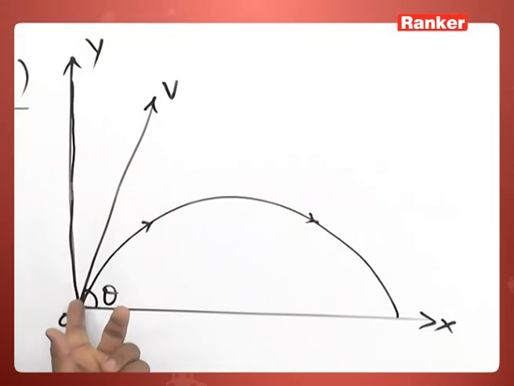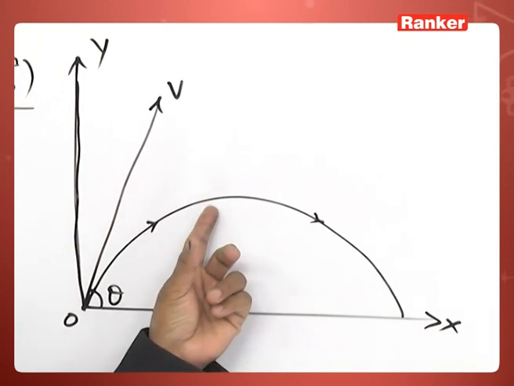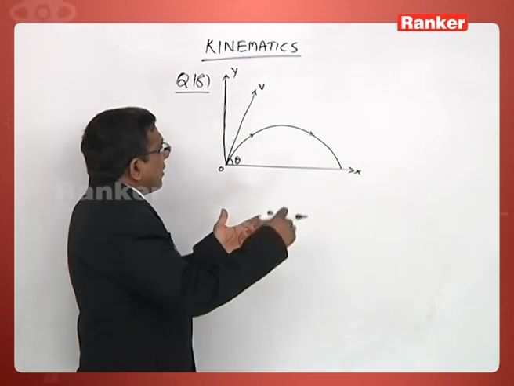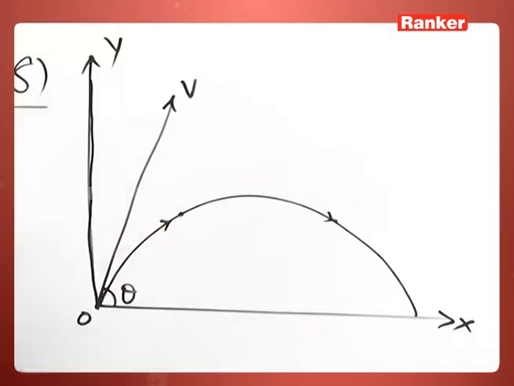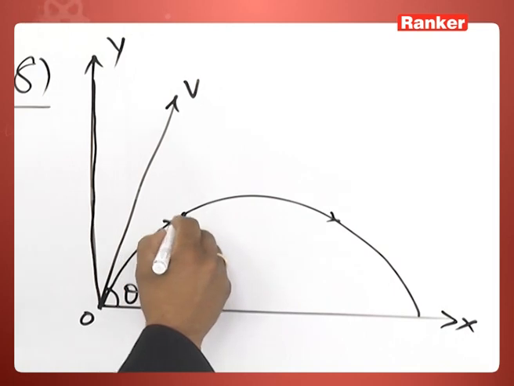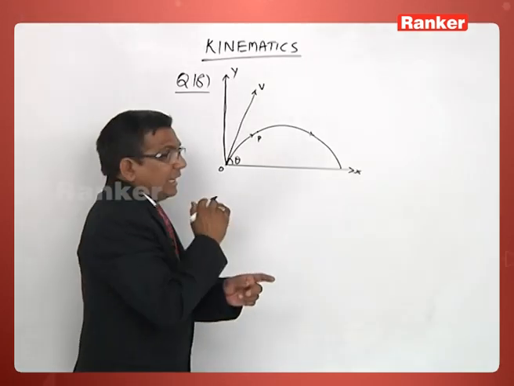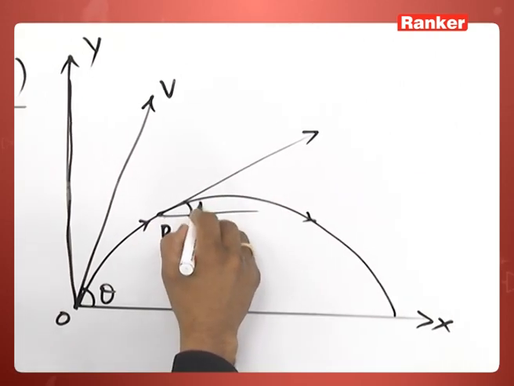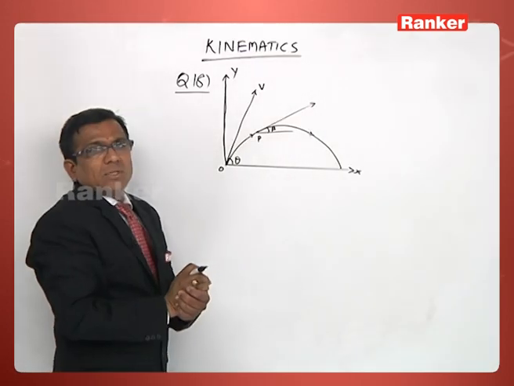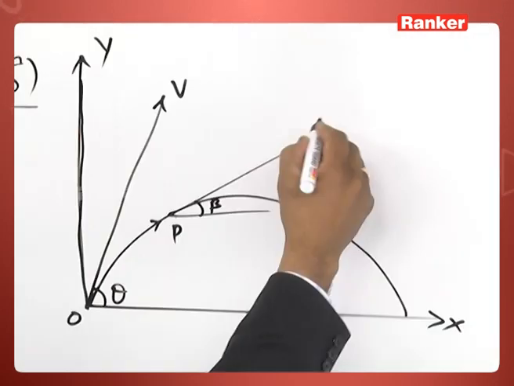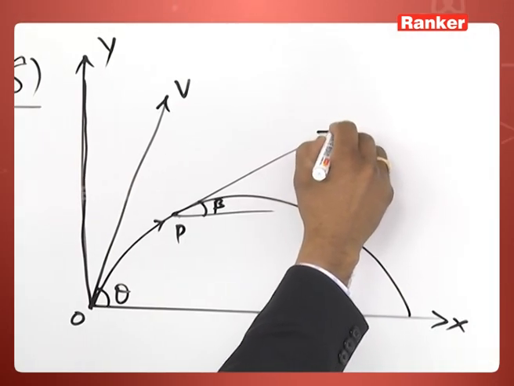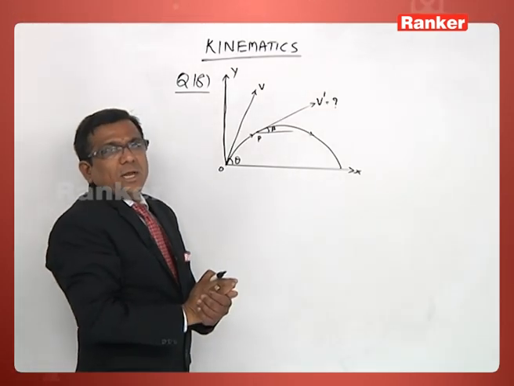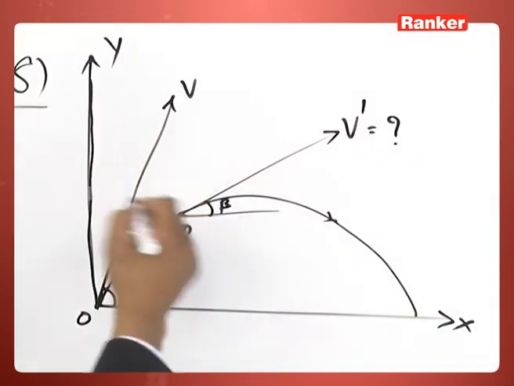As you know, when the projectile is moving along the trajectory, from time to time the direction of its velocity changes. Now, say after some time the projectile is here. I throw from here, but it reaches the point P, and here it is given that it makes an angle beta with the horizontal. Now we want to know the velocity here. Let us say V prime is the velocity. At this point you have to calculate it. It is making an angle beta.